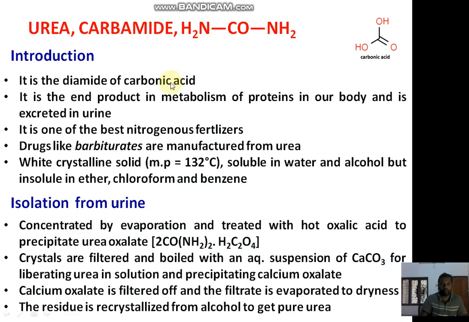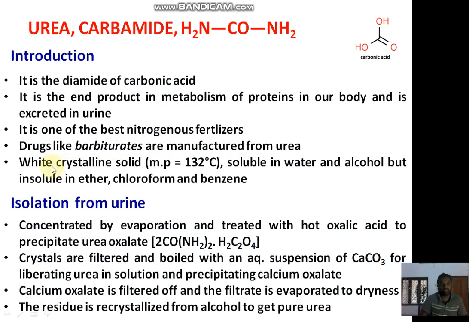Urea is a diamide of carbonic acid, as I already mentioned, and it is the end product of metabolism of proteins in our body and is excreted in urine. It is one of the best nitrogenous fertilizers, and drugs like barbiturates are manufactured from urea. I am just discussing the importance of urea.